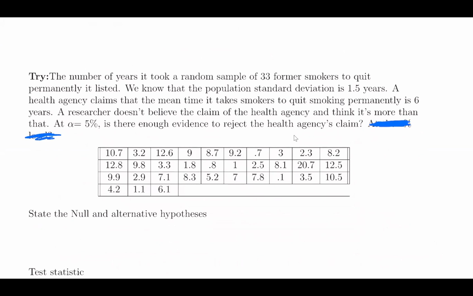So for this one, it says the number of years it took a random sample of 33 former smokers to quit permanently is listed. We know that the population standard deviation is 1.5 years. A health agency claimed that the mean time it takes a smoker to quit smoking permanently is 6 years. A researcher doesn't believe the claim of the health agency and thinks it's more than that. At an alpha of 5%, is there enough evidence to reject the health agency claim?